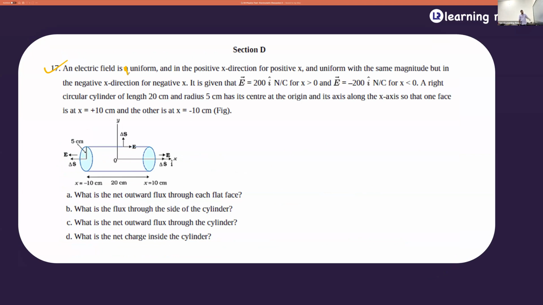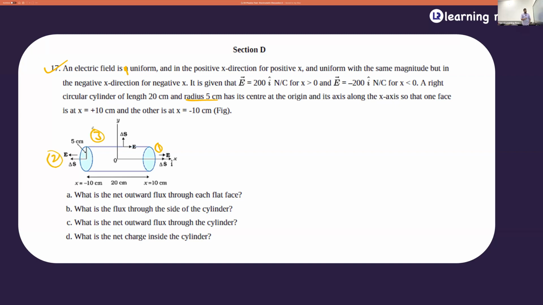A right circular cylinder of length 20 centimeter and radius 5 centimeter has its center at the origin and its axis along the x-axis, so that one face is at x equal to plus 10 and the other is at x equal to minus 10. What is the net outward flux through each flat face? I'll call this first, second, and I'll call the curved surface as 3.